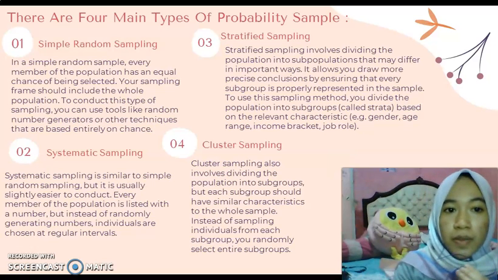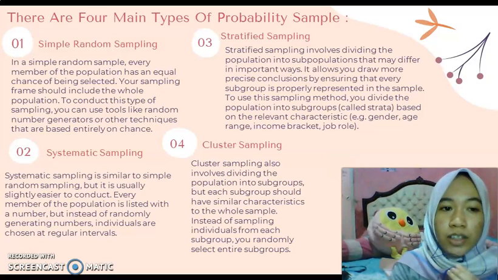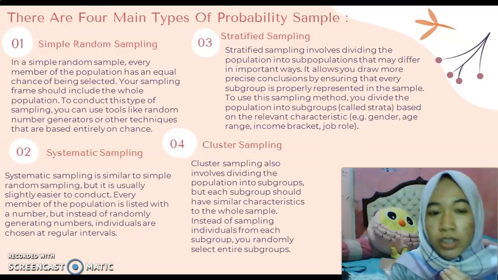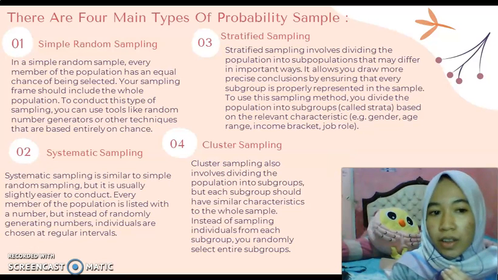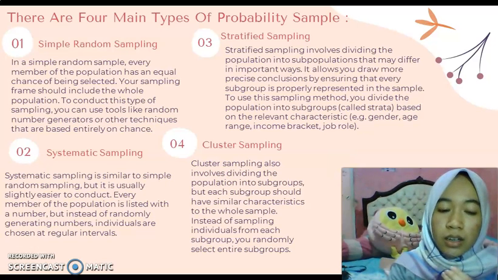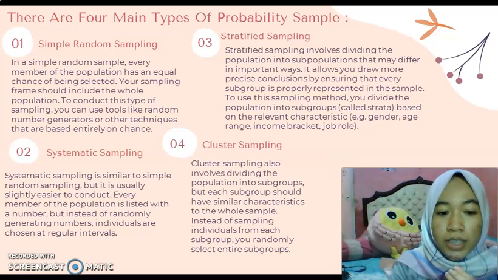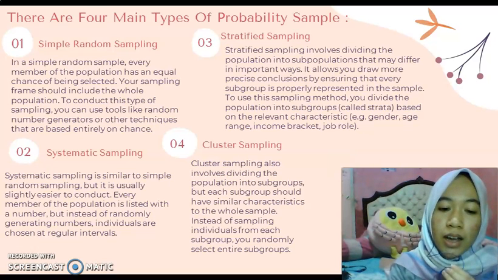The first is simple random sampling. In a simple random sample, every member of the population has an equal chance of being selected. Your sampling frame should include the whole population. To conduct this type of sampling, you can use tools like a random number generator or other techniques that are based entirely on chance. Example, you want to select a simple random sample of 15 employees of company X. We assign a number to every employee in the company database from 1 until 50 and use a random number generator to select 15 numbers.